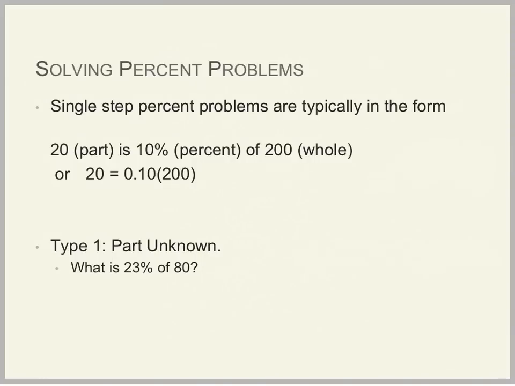Percent problems that have one step are typically in one of three forms, where we look at 20 here being the part, is 10% of 200, or the whole. So 20, our part, equals percent times whole. So type 1 would be where our part is unknown. What is 23% of 80? We don't know what is, that part. So we could say that that is x equals 23% of 80, which we find out to be 18.4.